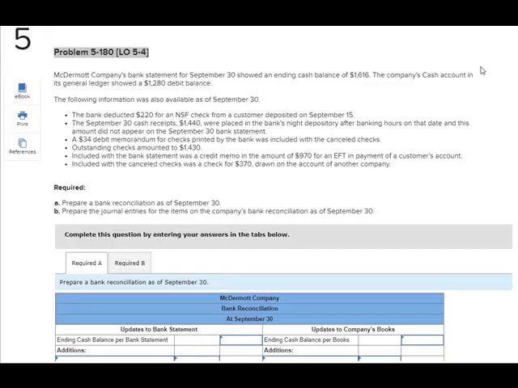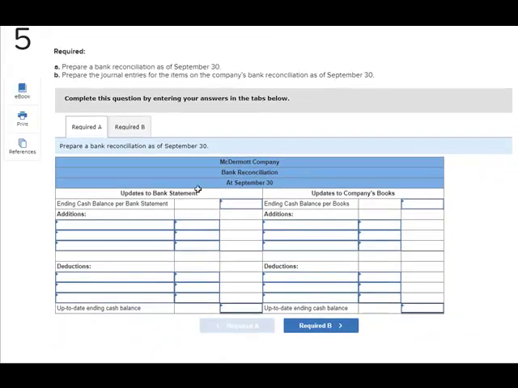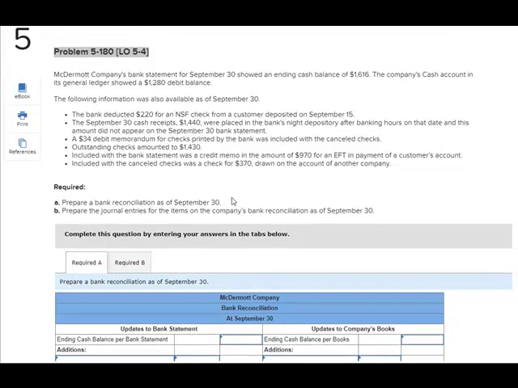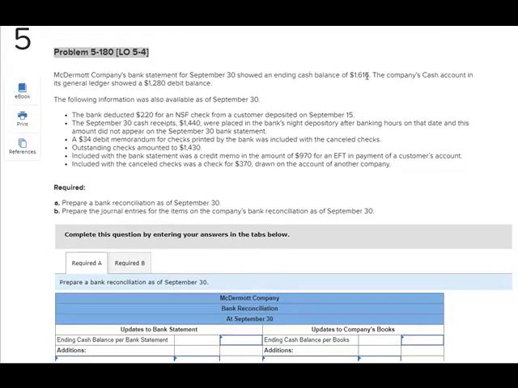In question 5, we're asked to prepare a bank reconciliation. And you'll notice that down here we have both a column for the bank information as well as a column for the company's books, which is the company's record of cash according to the accounting records. And the starting point is always to begin with the ending cash balances, both per the bank statement, which is provided up here, and per the company's books, which is provided here. And then we go ahead and address these bullet points.